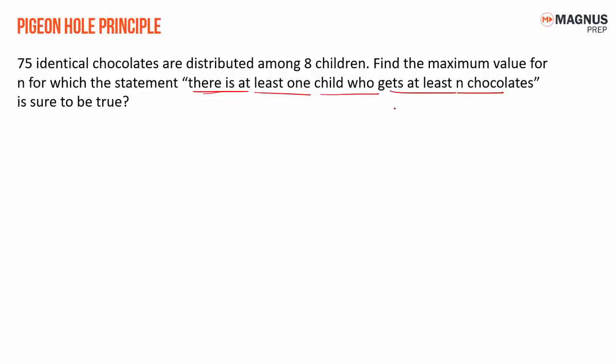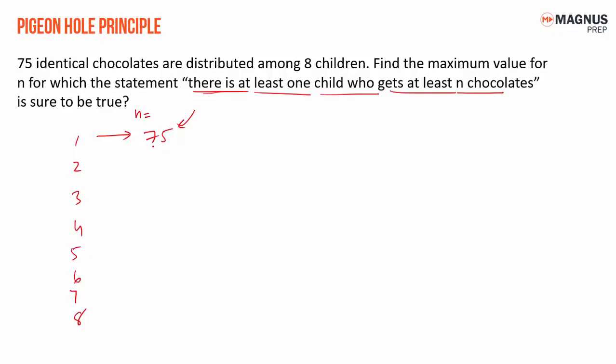Now if you're looking at 75 identical chocolates distributed among 8 children, imagine these numbers represent the children who are to get the chocolates. We can give all 75 chocolates to one person, which means there is at least one child who gets n chocolates. The value of n in this case will be equal to 75. But the problem here is, can we guarantee this? This is a possibility, right? Is it a guaranteed thing to happen?